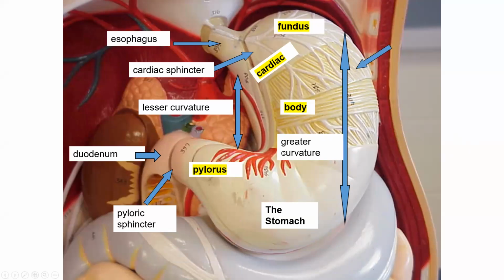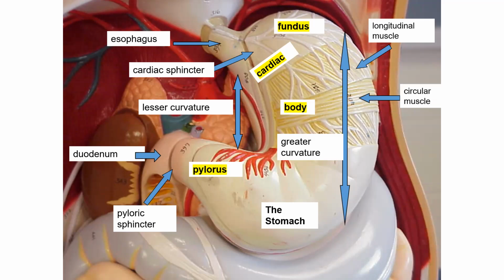So now, longitudinal muscle, circular muscle, just like everywhere else in the digestive tract. But now we also have, excuse me, the oblique layer, because we want that stomach to churn in three different directions. And there's the oblique layer of smooth muscle. So we have 3 layers. Everywhere else in the digestive tract only has 2.